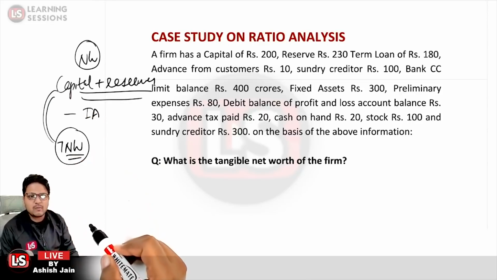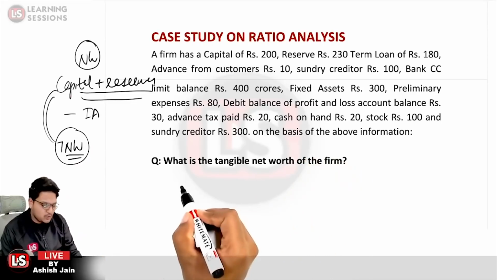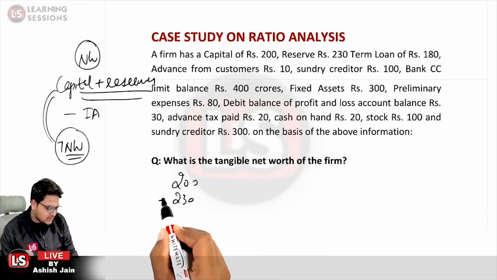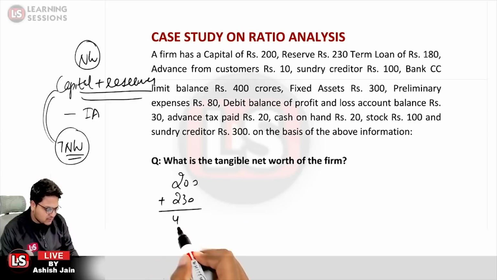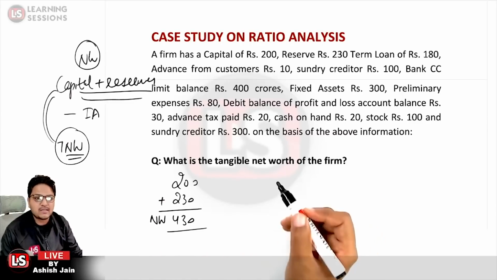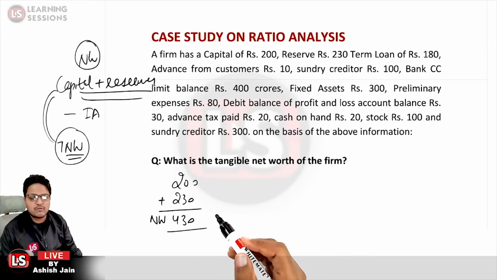Okay, so over here we are providing the data related to the capital and reserves. Capital is given to be 200, and the reserves are given to be 230. So this is the net worth we have calculated, that is 430.